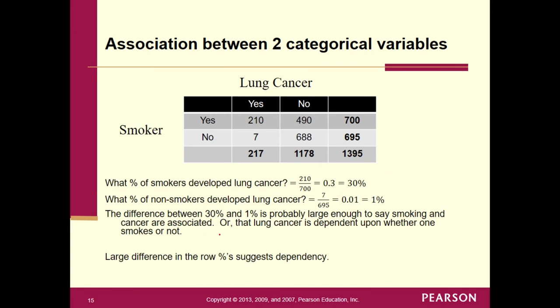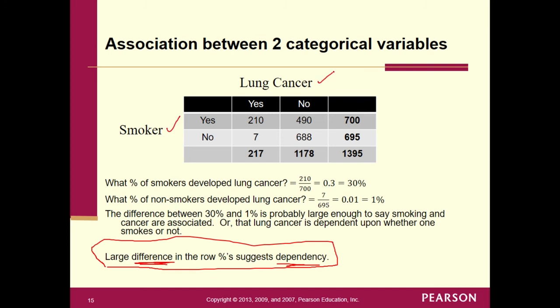So notice here, the difference between 30% and 1% is probably large enough to say smoking and cancer are associated, or that lung cancer is dependent upon whether one smokes or not. So a large difference in the row percentages suggests dependency, all right? So difference suggests dependency between this variable and this variable, right?